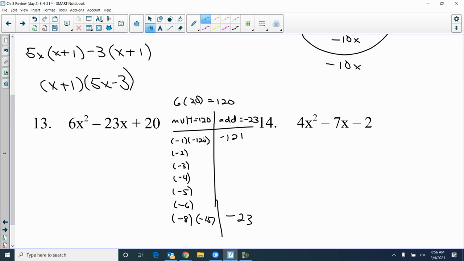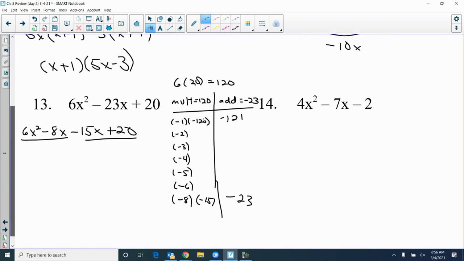All right, so -8, -15, so I can make this 6x squared minus 8x minus 15x plus 20. It doesn't matter what order, your work will look a little bit different. All right, I'm gonna just make sure you're caught up.